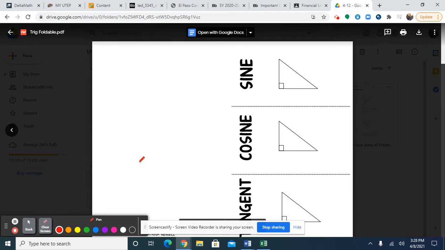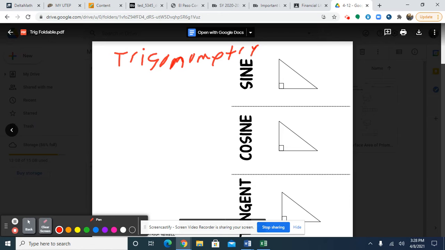Okay, so what we're going to look at is start with what we call trigonometry. Trigonometry has to do with right triangles, their sides and their angles and how they're related to each other.